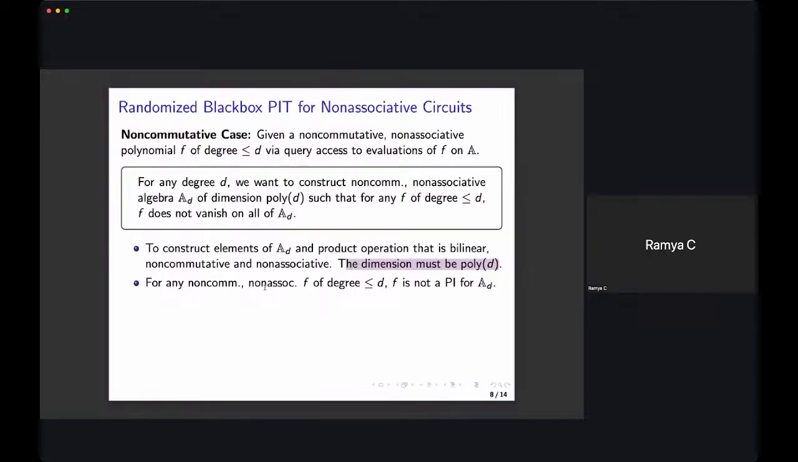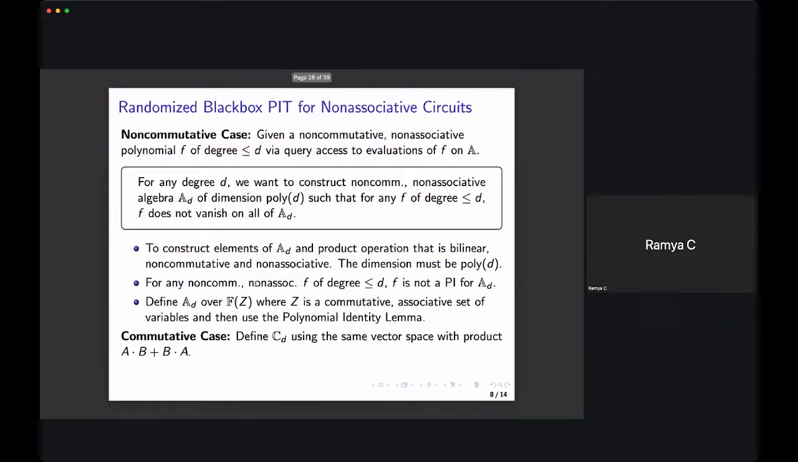So these are some requirements that you get from constructing this algebra. Once you have such an algebra, it's not very hard to see. So once you have such an algebra, you can define this algebra over a function field by taking in a new commutative associative set of variables and use the usual polynomial identity lemma. So this is by now a relatively standard technique. It is used even in non-commutative identity testing. Eventually you reduce everything to Schwartz-Zippel. Right? So this itself looks a little involved, where we have to construct such an algebra.